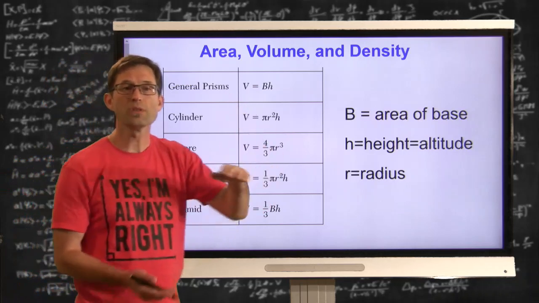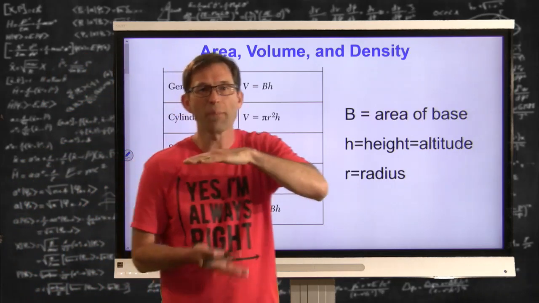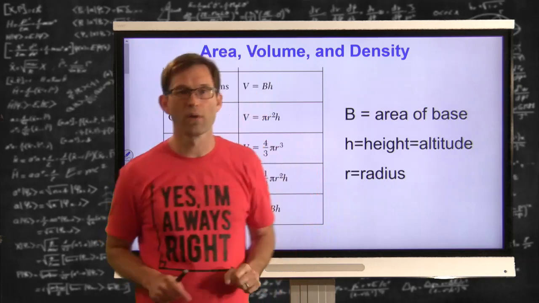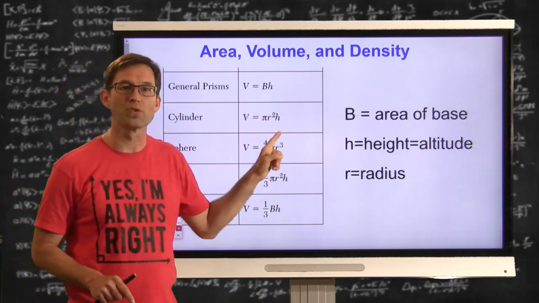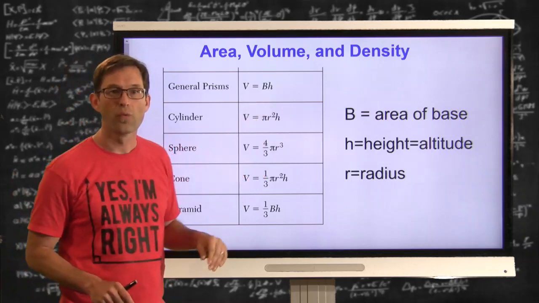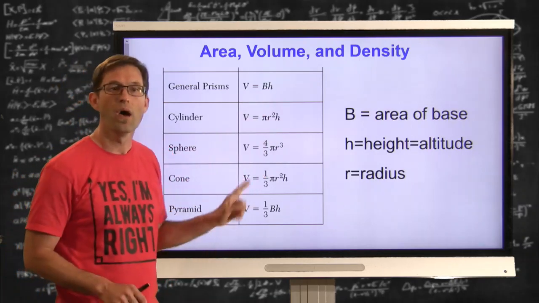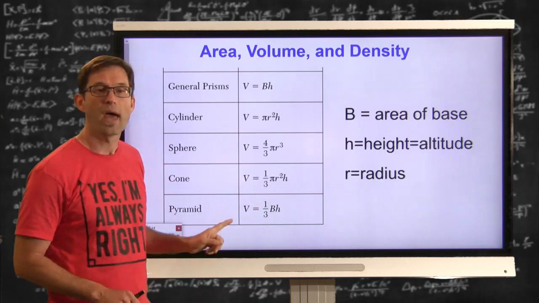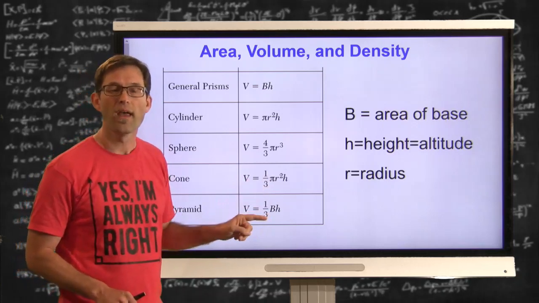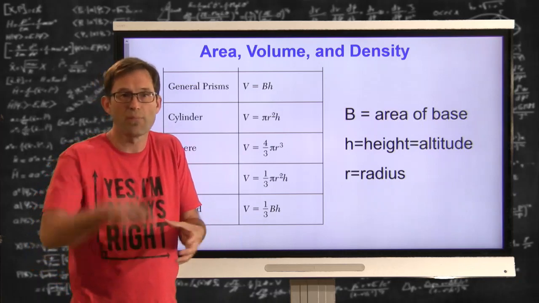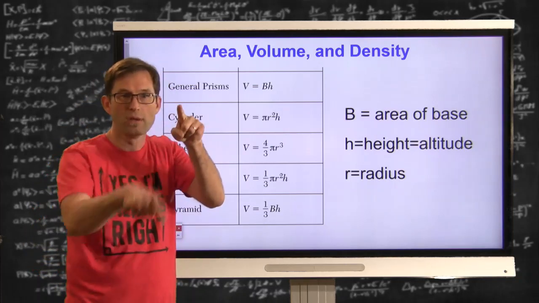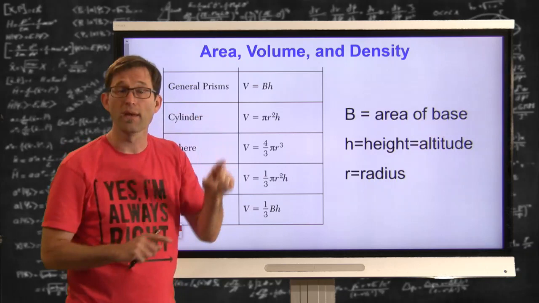General prisms. Prisms are figures that have the same top and bottom, but then their sides are parallelograms. Cylinders, kind of like prisms, they have tops and bottoms that are circles and then some height, right? A sphere, you know what a sphere is. A cone, I think you know what a cone is. And a pyramid is like a cone, except it's got a base that's a square, a rectangle, something, and then there's a point and you go up. Isn't that a great definition?